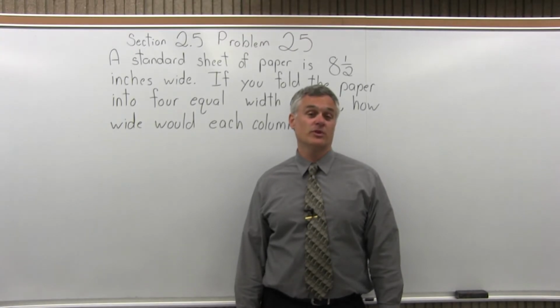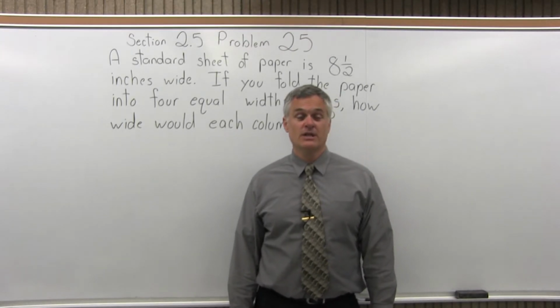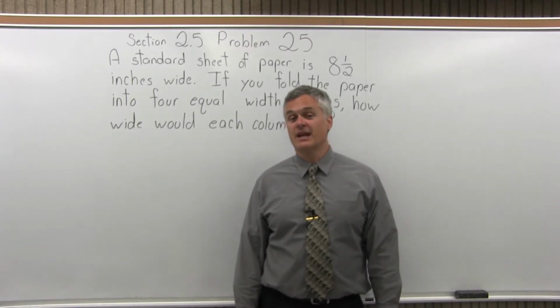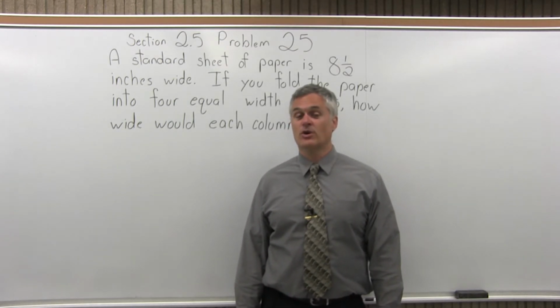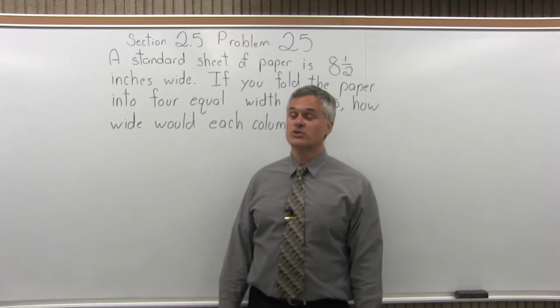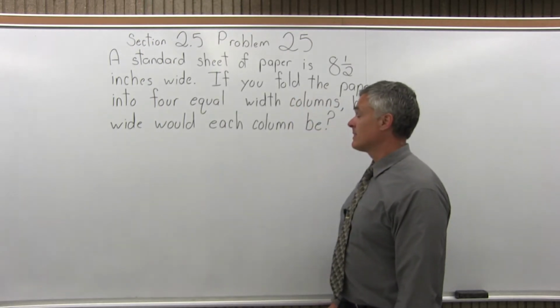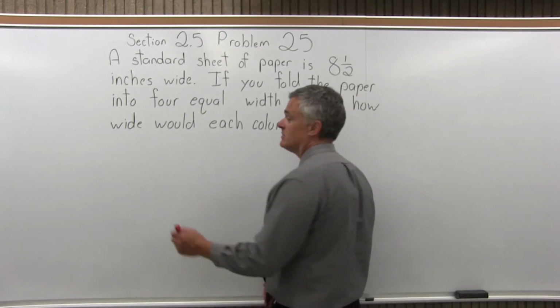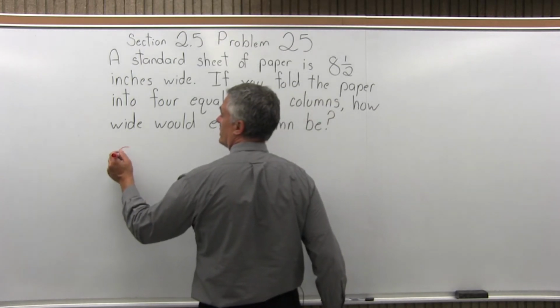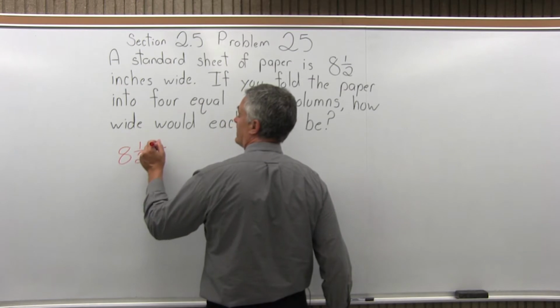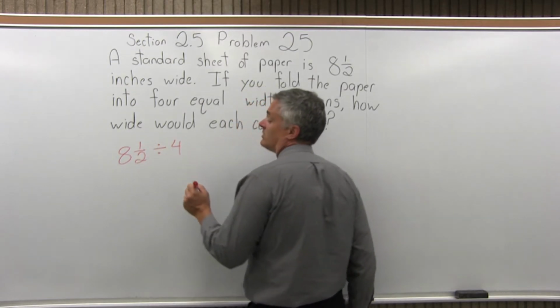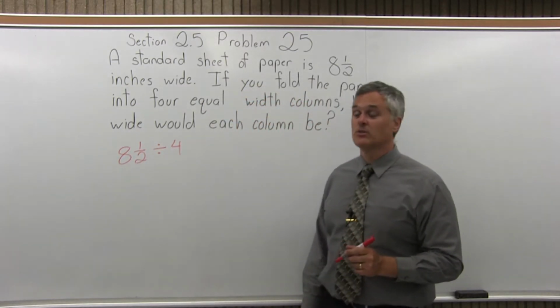This is Section 2.5, Problem 25. It says the standard sheet of paper is 8.5 inches wide. If you fold it into 4 equal width columns, how wide would each column be? So, what you would do is take the width of 8.5 inches and divide it by 4 for the 4 columns, and you'll see how wide each column would be.